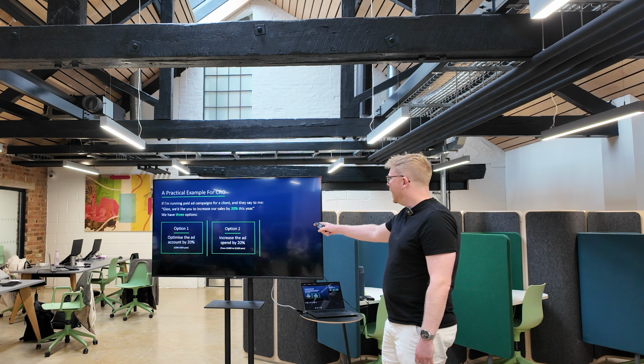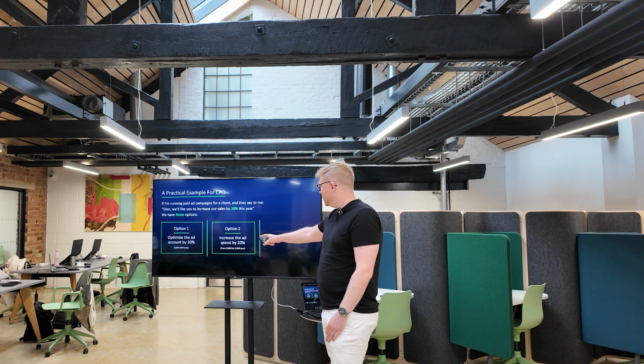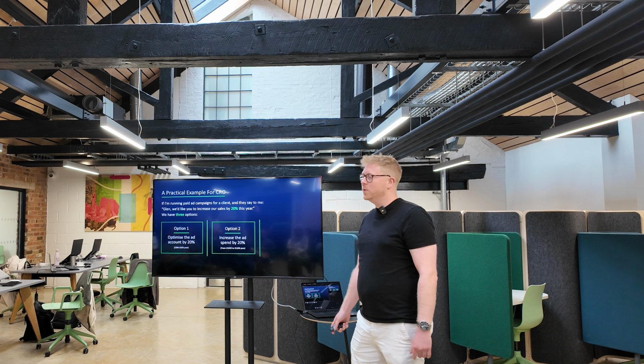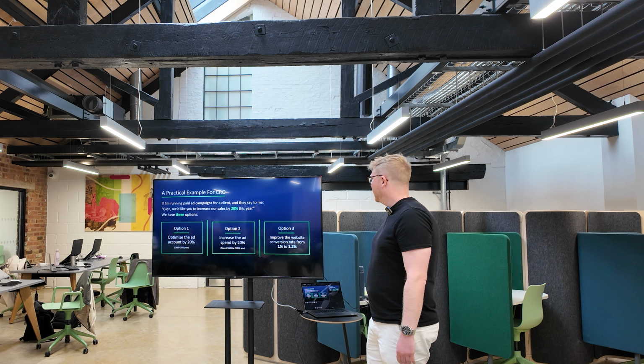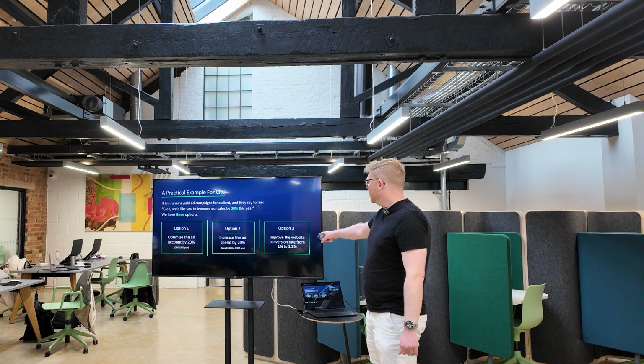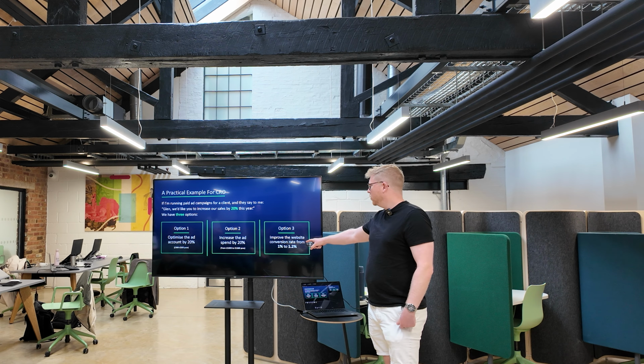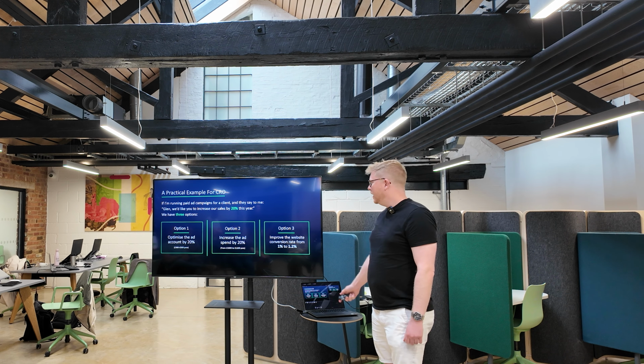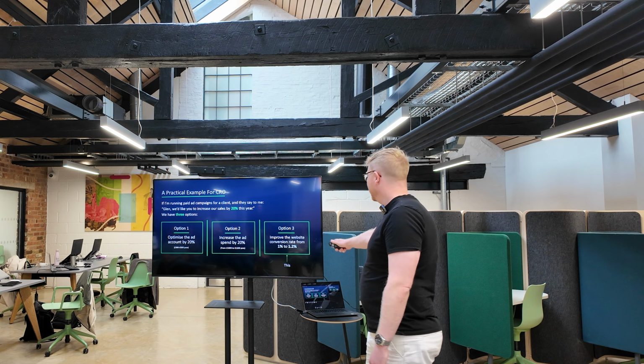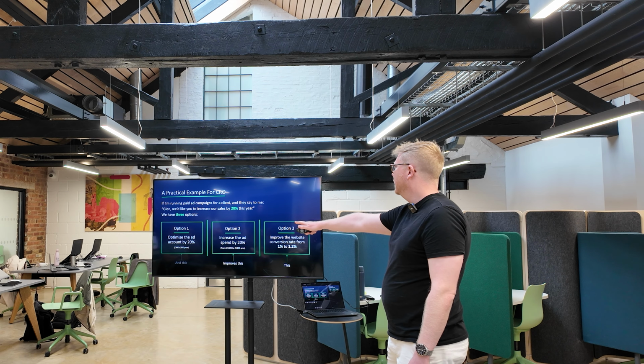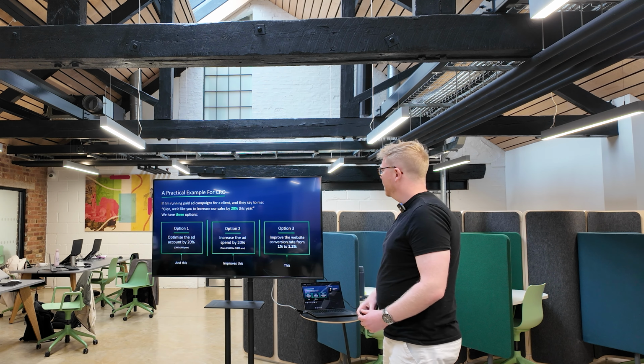Option two, increase the ad spend by 20%. So we could take the ad spend from £1,000 to £1,200, which is an extra £200 a month. Or option three, we could improve the website conversion rate from 1% to 1.2%. And the eagle-eyed amongst you will also notice that this improves this, and it improves this.